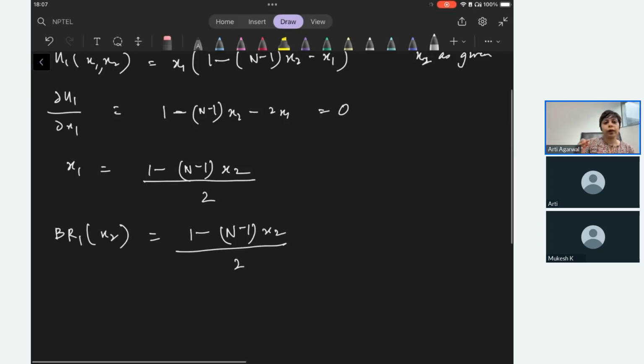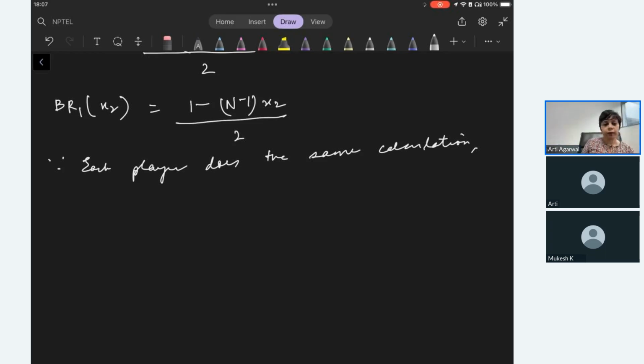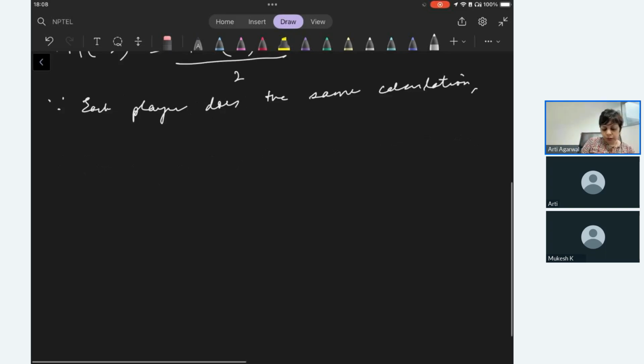Now at this stage we can say that by symmetry, since each player is going to do the same thing, does the same calculation, because we assume players to be identical in every aspect, right? We are not saying that some player will do something special. If there is no differentiation between players in the language of the problem, it means that they are identical, right? So they are all going to do the same calculation, and therefore we can take x1 equal to x2.